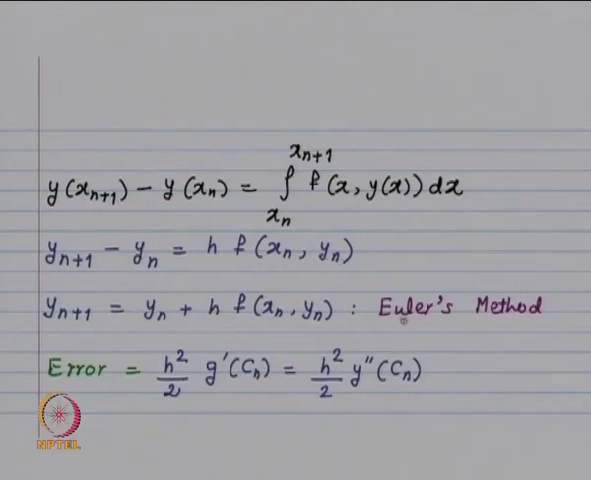This is nothing but our Euler's method, and the error is h square by 2 g dash c n, which is same as h square by 2 y double dash c n. So, now the rectangle rule gives us back the Euler's method. When we derived Euler's method, what we did was we looked at the Taylor series expansion for y, truncated it, keeping only one term or two terms, and that gives us Euler's method. Now, another way of looking at Euler's method is to apply numerical quadrature to the right hand side, use rectangle rule, and then we get Euler's method.